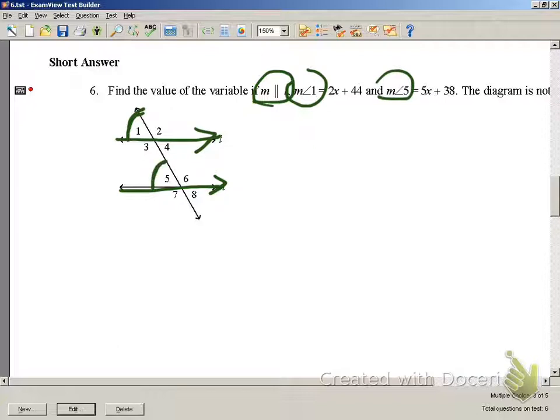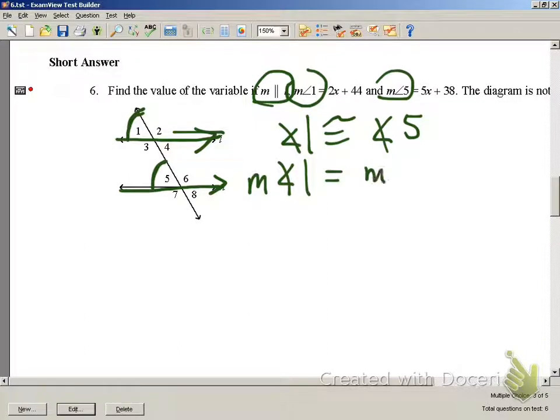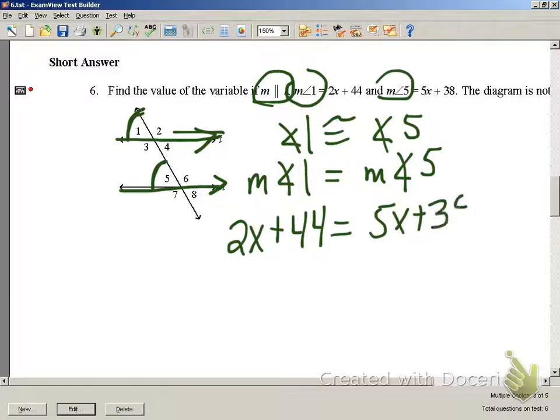So we have to determine what type of angles those are. Are they corresponding, alternate interior, alternate exterior, or same side interior? In this case, they are corresponding. If two parallel lines are cut by a transversal, corresponding angles are congruent. So if angle 1 is congruent to angle 5, that means the measure of angle 1 will be equal to the measure of angle 5. So I can substitute in 2x plus 44 equals 5x plus 38.